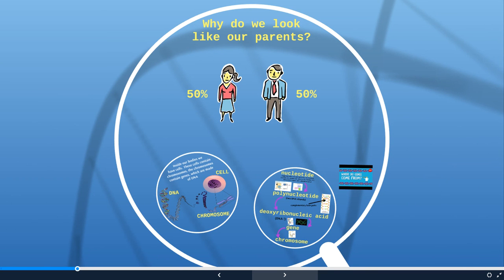So why do we look like our parents and maybe grandparents and great-grandparents? Well, we are made from sexual reproduction, which requires two parents. And we learned about that previously in a different unit. So 50% of our genes comes from each parent. That means that there's genetic diversity or variation because we're getting a mixed set of genes.